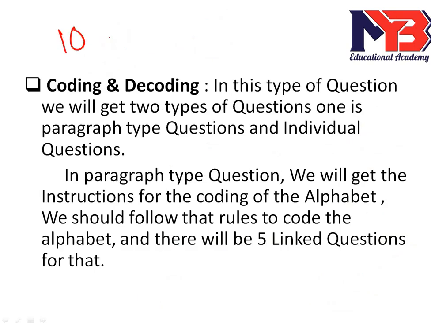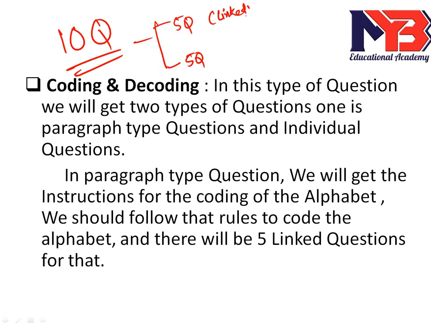The next module is coding and decoding. The weightage of this topic is going to be 10 questions again. In this type of question, we are going to have again 2 caselets. These 10 questions are categorized into 2 caselets, 5 questions each. And these 5 questions are going to be treated as linked questions. You will have data, and you have to understand what coding is available in the data. They will clearly give the instructions to code the elements available in the alphabets, and you have to code and answer the questions. And the next 5 questions are going to be individual questions.